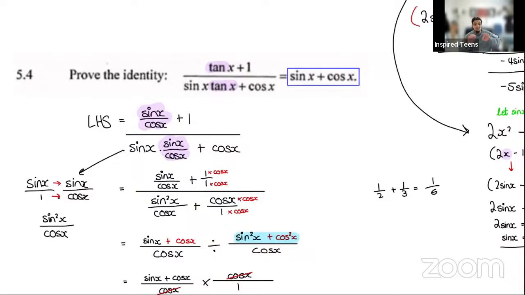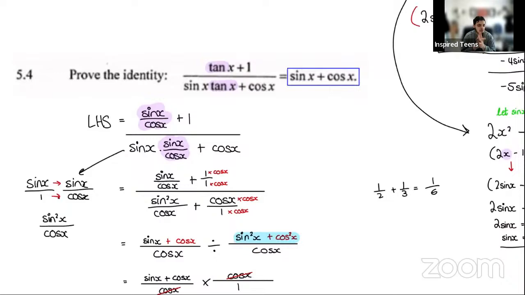It should never be your first instinct to change from 1 to sine squared x plus cos squared x, because it's going to make your term a lot more complicated. Imagine if we did that here. Instead of 1, we're going to have sine squared x plus cos squared x. Then it looks complicated. How are we going to solve it from there? We're going to do LCD, but then we're going to have 3 terms on top. So you can see how that makes it a bit more complicated.